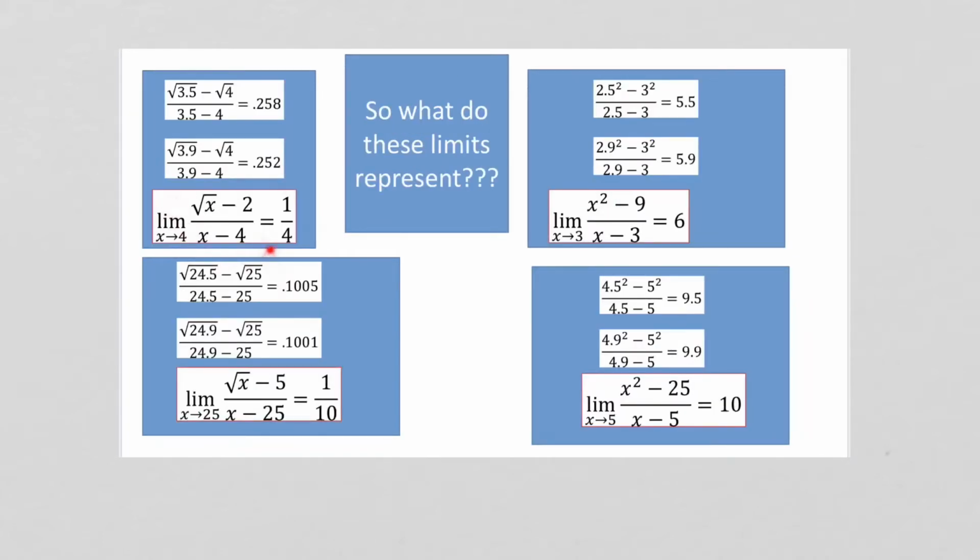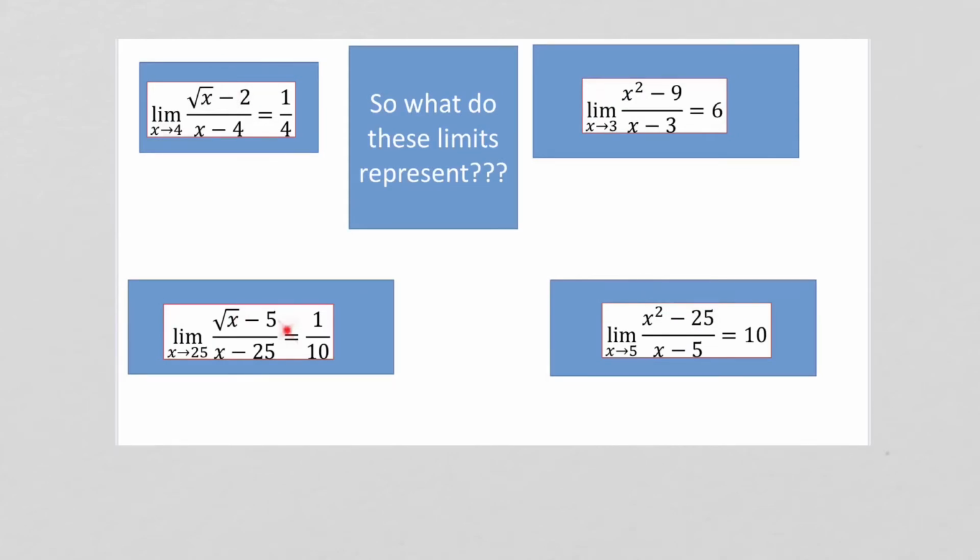So here are those limits. You can pause and get these copied down. Taking a limit as x approaches 4, a limit as x approaches 25, a limit as x approaches 3, and a limit as x approaches 5. And again, all this means is we're going to replace x with a number that is closer to this limit. We're going to replace x with a number that is closer to 4. Replace x with a number that is closer to 25, etc. Okay, so again, you should have these copied down.